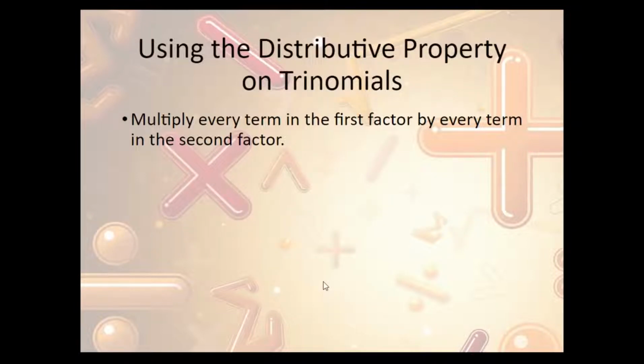So what about trinomials? So what if it's 3 terms? It's no different. We do the same thing. So we take x squared and multiply it by x squared. We take x squared and multiply it by 4x. We take x squared and multiply it by negative 6.